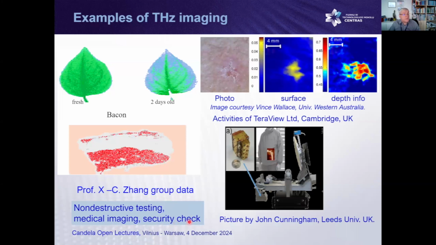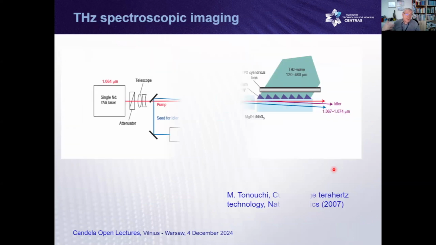So non-destructive testing, medical imaging, and security check are the main leading topics. So in fact, it is a two approach. First is to see something which is hidden in the pocket. Another is to identify. It's two different things. So that is why it's so-called terahertz spectroscopic imaging.